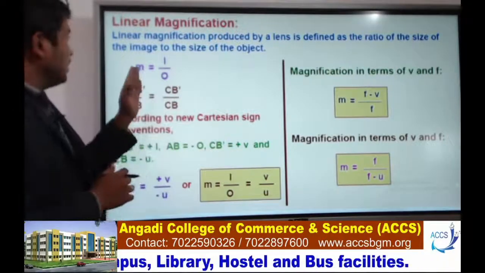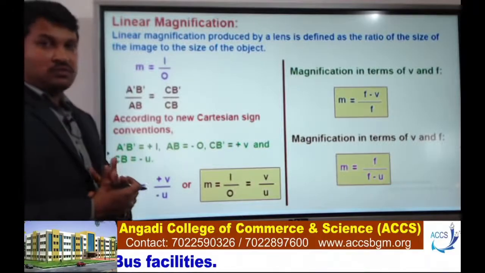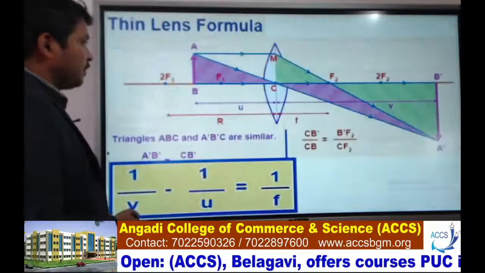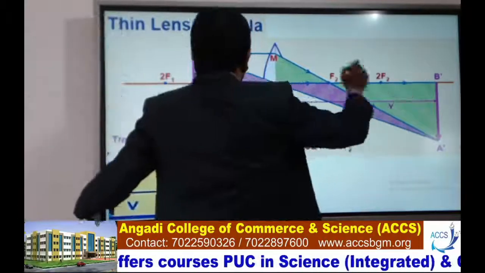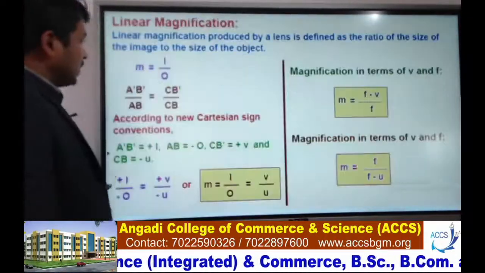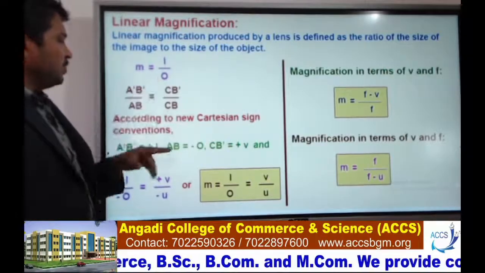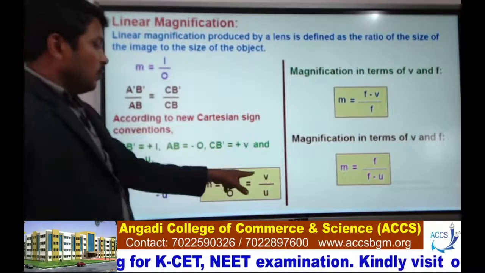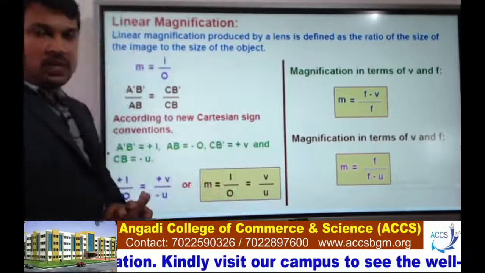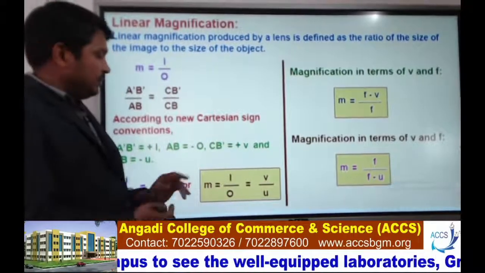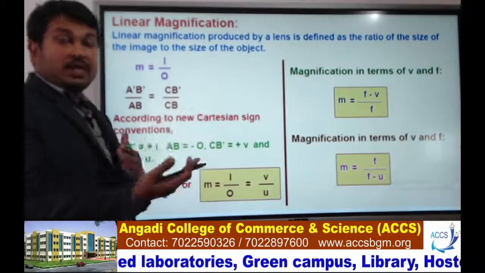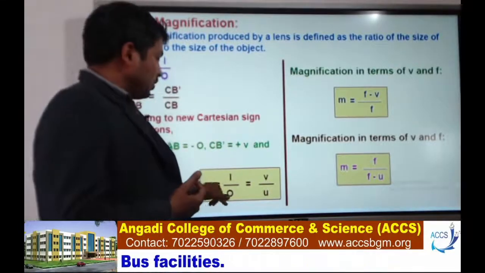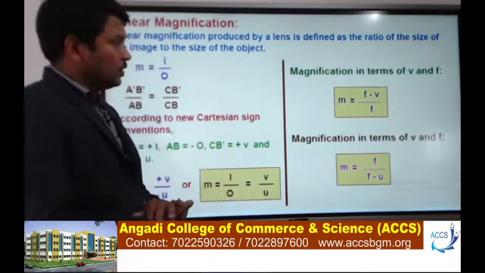Before moving to that, I will define magnification. Magnification is defined as the ratio of the height of the image to the height of the object. What is the formula here? That is v by u. Remember, in a mirror we get minus v by u, but in a lens we get m equals v by u.